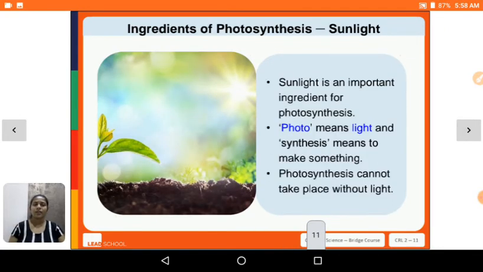Second main ingredient is sunlight. Sunlight is an important ingredient of photosynthesis. Photo means light and synthesis means to make something.